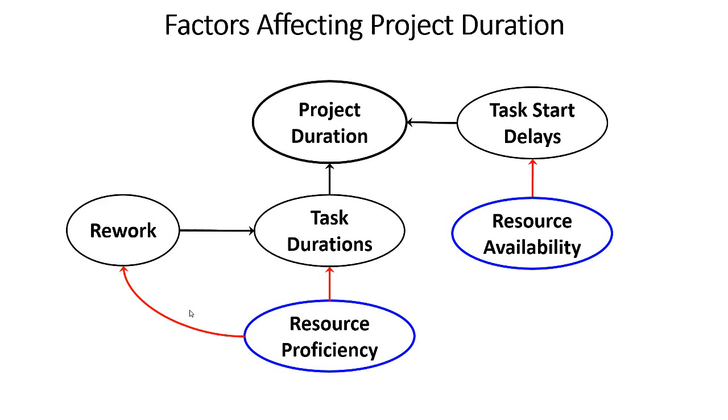But resource proficiency tends to have a negative relation to rework. The more proficient a resource is, the greater chance you have at being able to reduce the amount of rework that's going to occur. Interestingly, as resource availability increases, the opportunity to have more proficiency amongst your resources is actually going to increase. You reduce the selection of resources that are available, the less likely you're going to have proficient resources performing your activities.